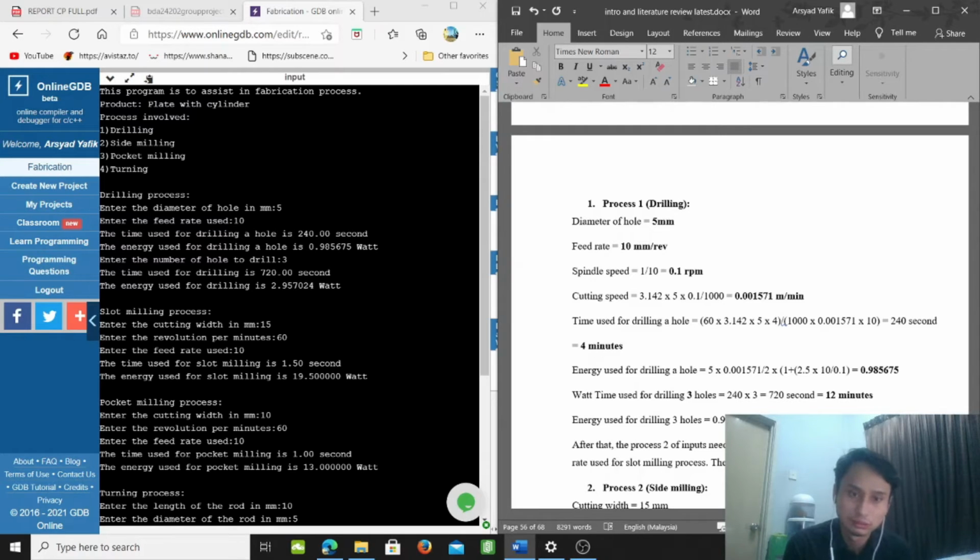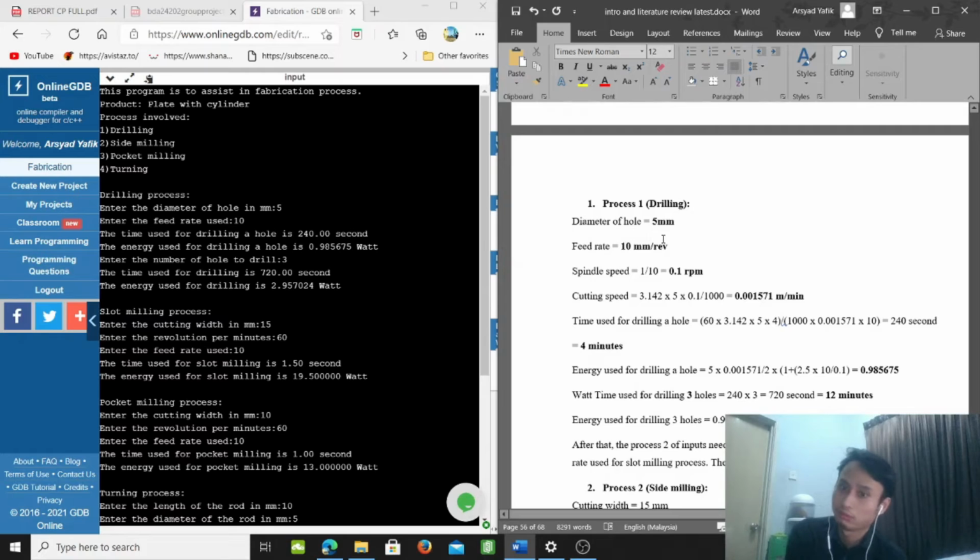So the number of holes we want, if we took T. So we got the time for drilling is 722 seconds, equal to 12 minutes. The energy for drilling is 2.957024. So how do we get that? On the right side, we see the process for drilling.